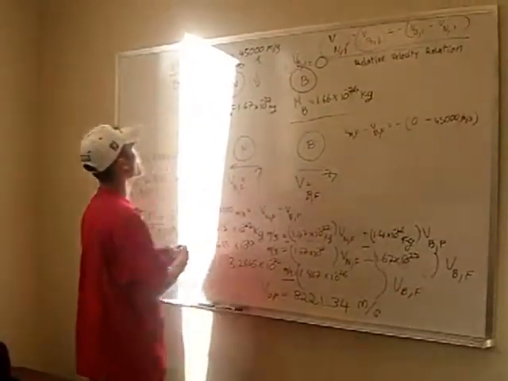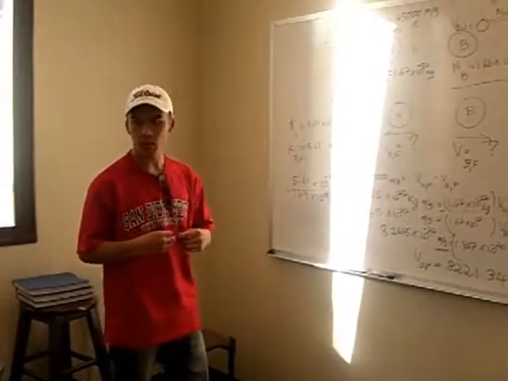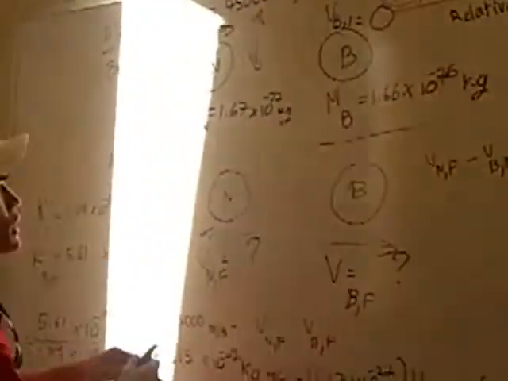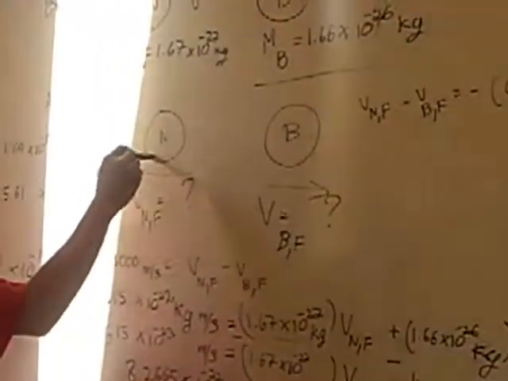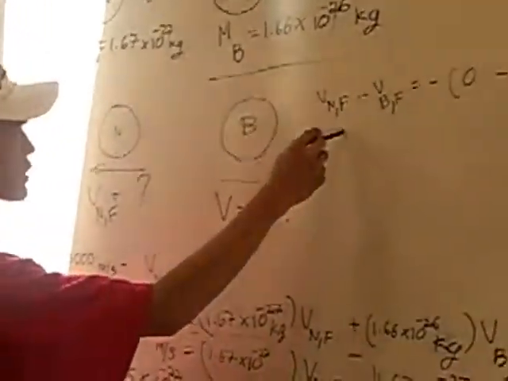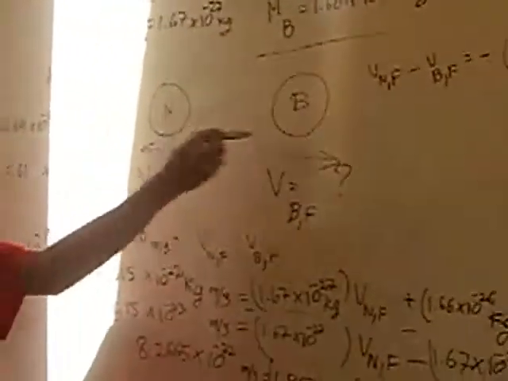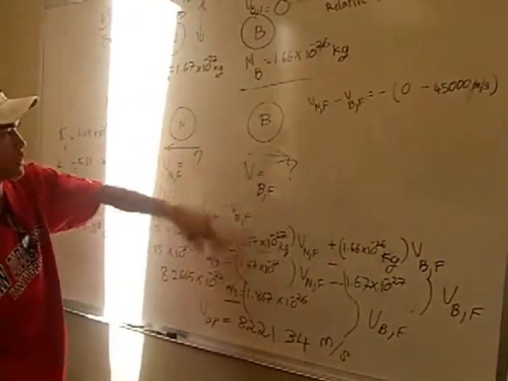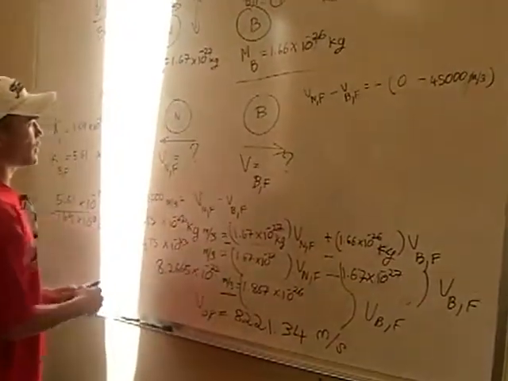All right, so part B: what fraction of the neutron's original kinetic energy is transferred to the boron nucleus? We want to know how much kinetic energy is transferred from the neutron to the boron after the collision. Since it's elastic, the neutron will go this way and the boron will go this way after the collision, and some of that energy will transfer to the boron in order for it to move. So we have to find the final velocity of the neutron and the final velocity of boron.